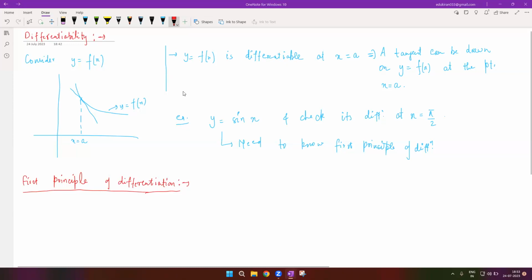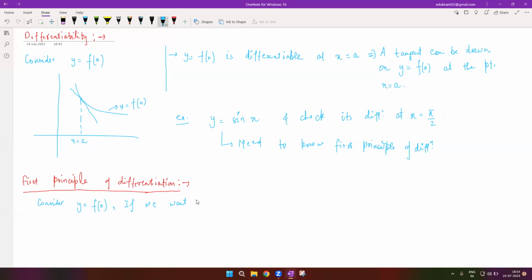Okay, so let's discuss the first principle of differentiation now. The first principle of differentiation says that consider a function y equals f(x). Now if you want to check its differentiability, whether the given function is differentiable or not, first of all, you don't check differentiability everywhere. You check differentiability for a particular point. That point can be x equals 2, x equals 3, or whatever that point is. But right now we'll be taking a general point, which can be x equals a, right?